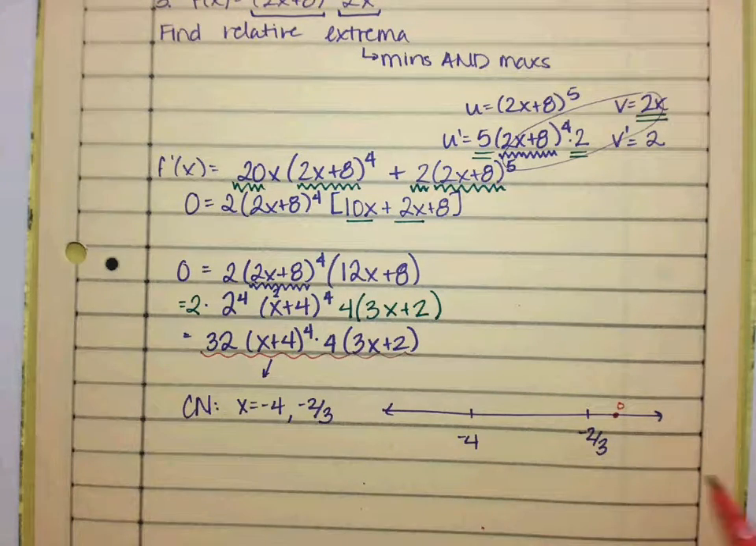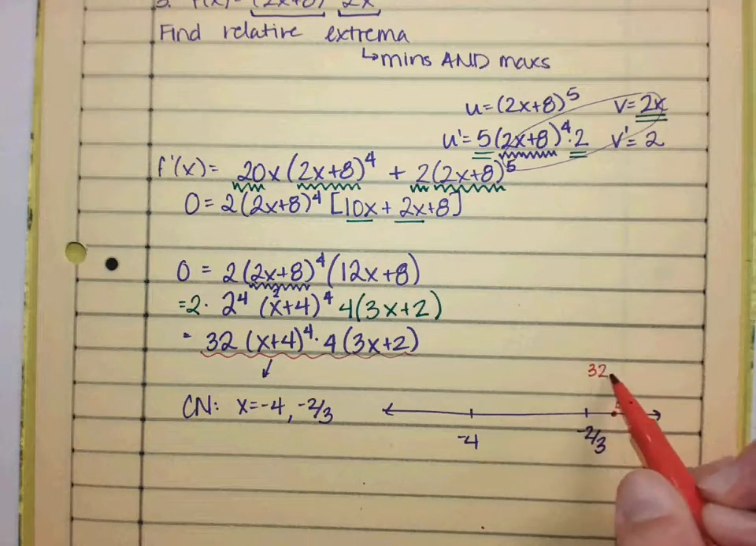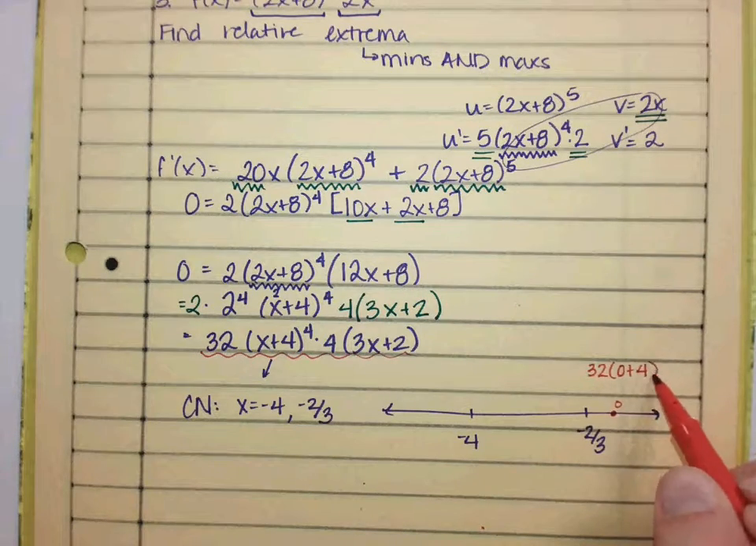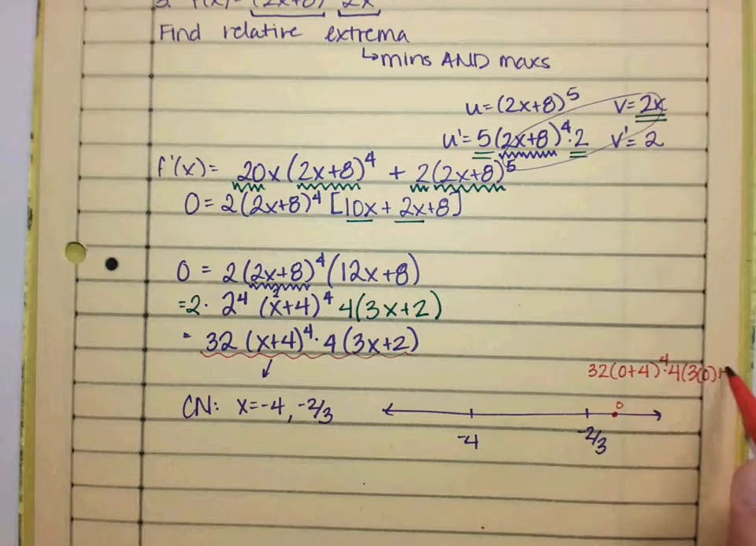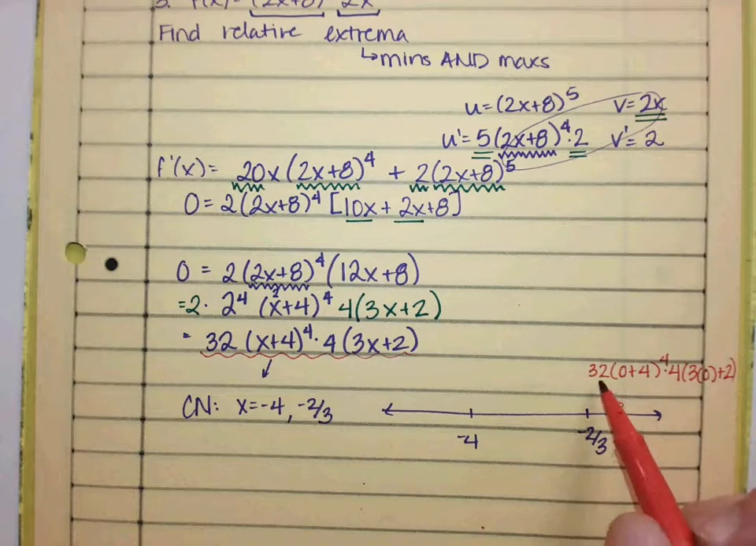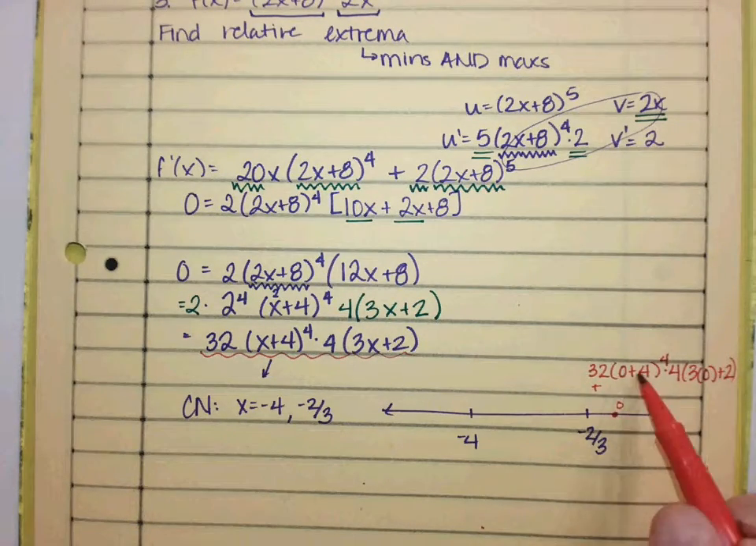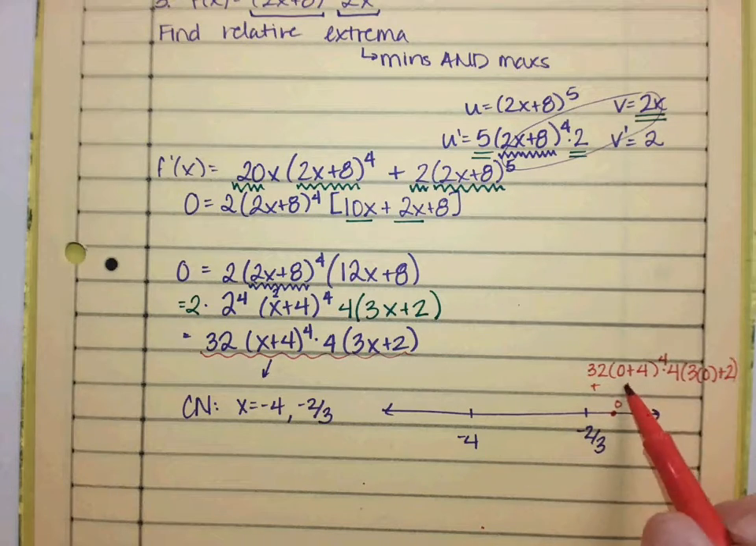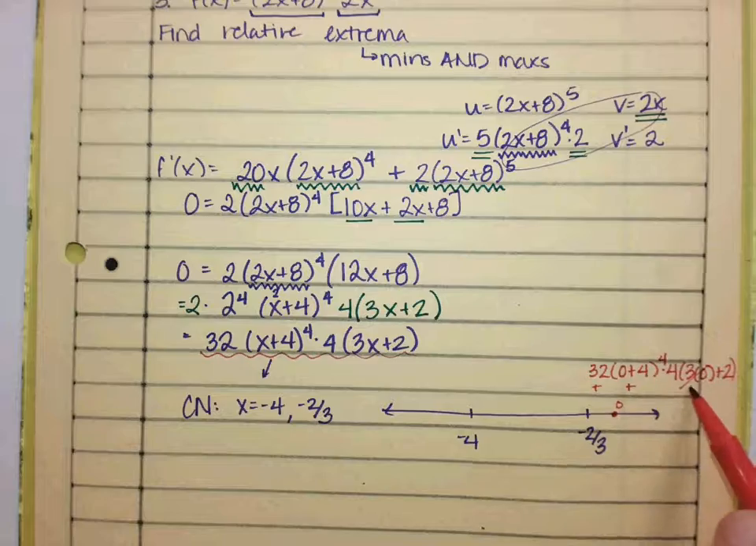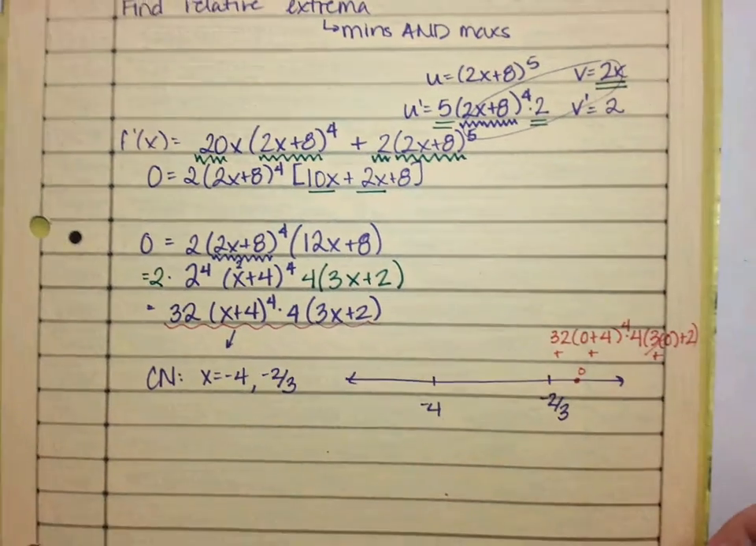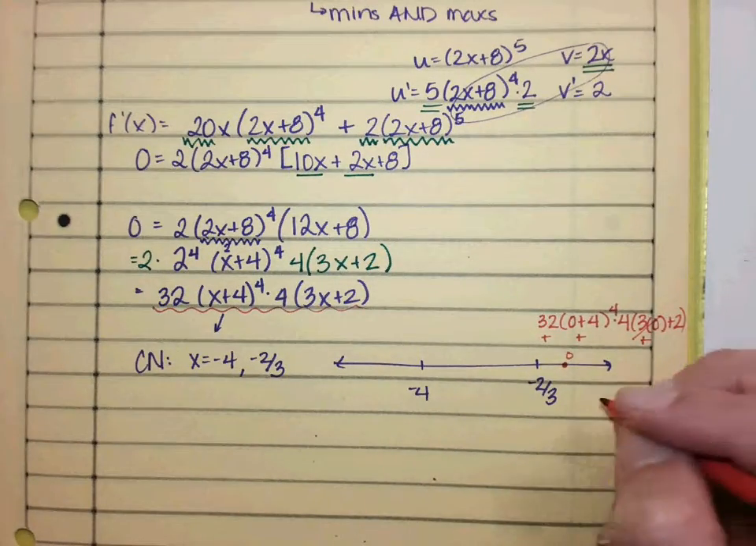So I would have 32 times (0 plus 4) to the 4th times 4 times (3 times 0 plus 2). Okay, we'll think about it: 32 is positive. 0 plus 4 is positive, 4th power is still positive. And then 3 times 0 is 0, plus 2 is positive. So if I multiply 3 positives there, I'm going to get a positive.